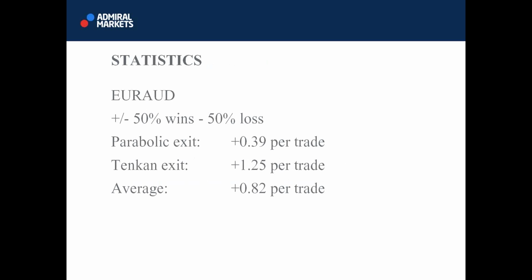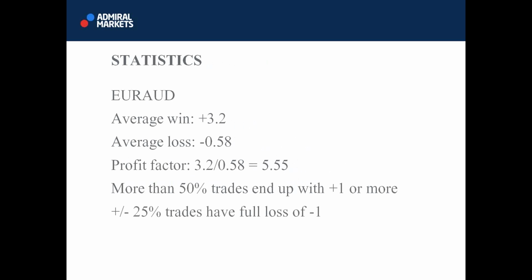So yeah, this was very good. More data would be needed, by the way, because it was, I think, 1.5 years, so it's not a tremendous amount. Could be more, but it gave good results. The average win was plus 3.2. The average loss was minus 0.58, which means if you divide those two, the profit factor is 5.55. With about 50% of trades ending up plus 1 or more. Excuse me, more than that, it's close to 60.